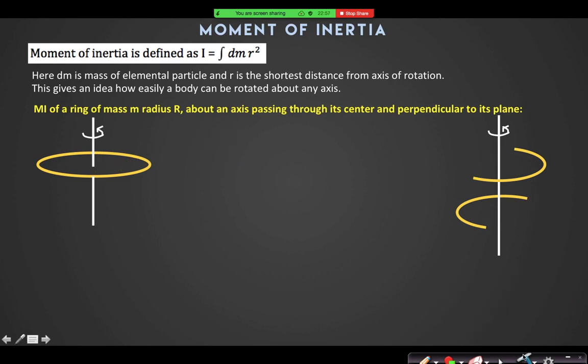So if the masses are on the same side, then also it will be the same. No problem. Even if the masses are on the same side, does it matter? No. Moment of inertia is m into r square only.